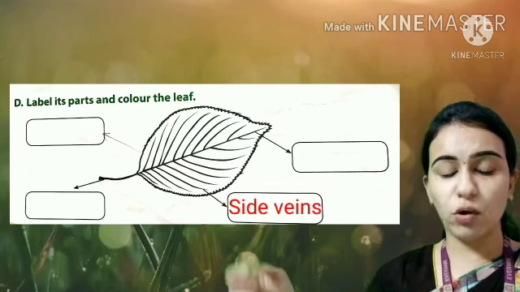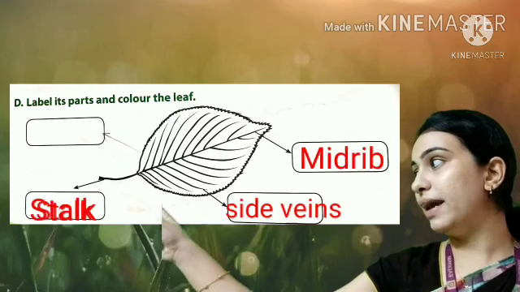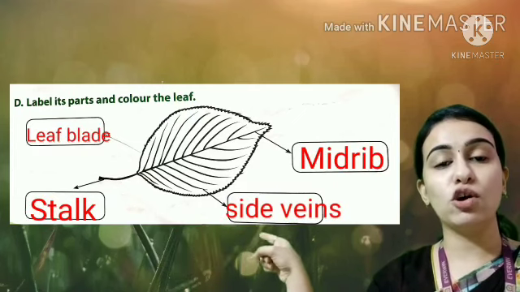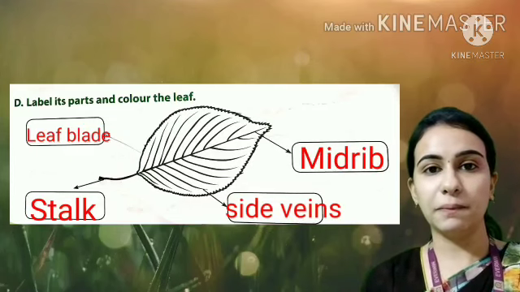And that edge is called what? Stalk. The edge is called stalk. So what is that? Leaf blade. And the center line is called midrib. And the side V-shaped lines are called side veins. And this edge part is called stalk.